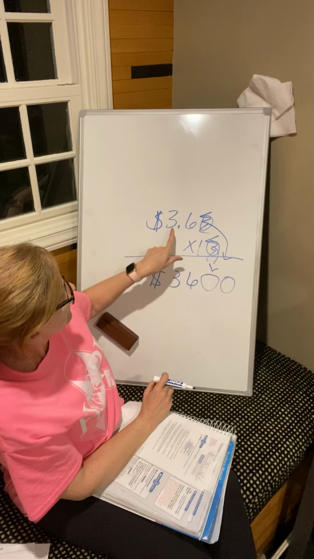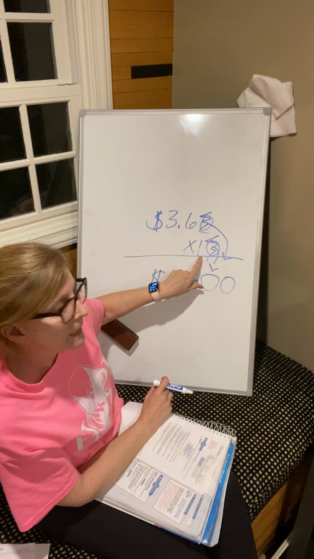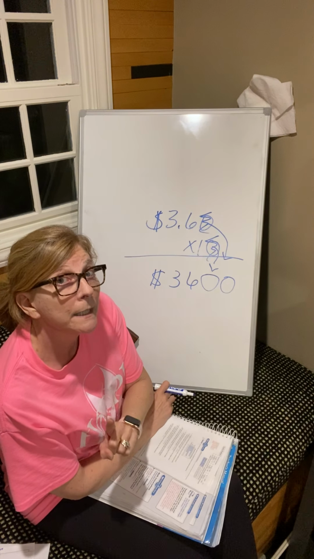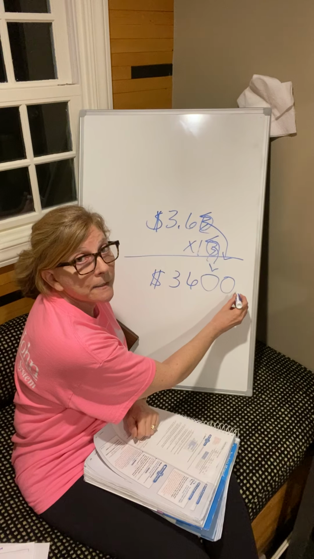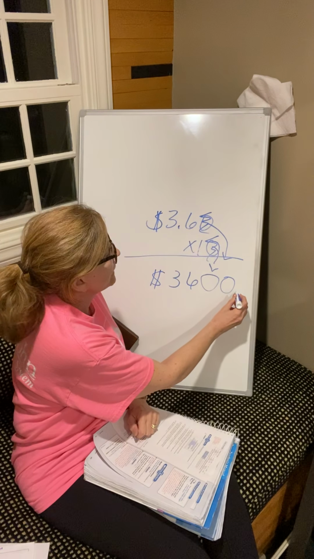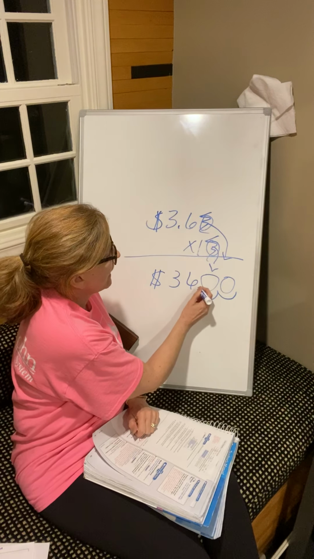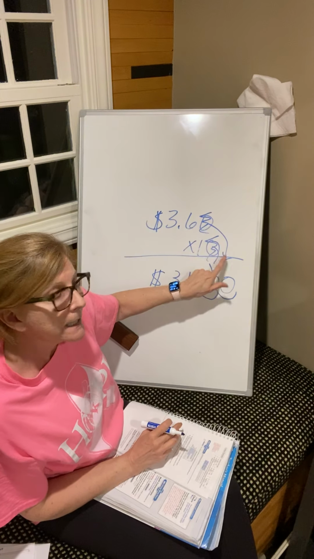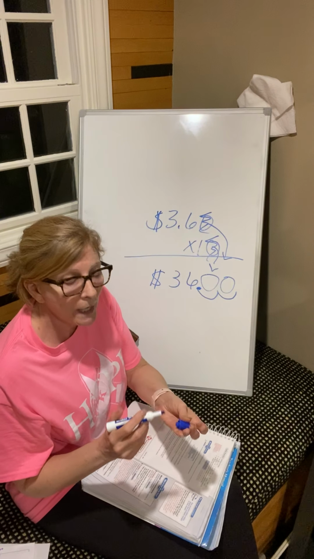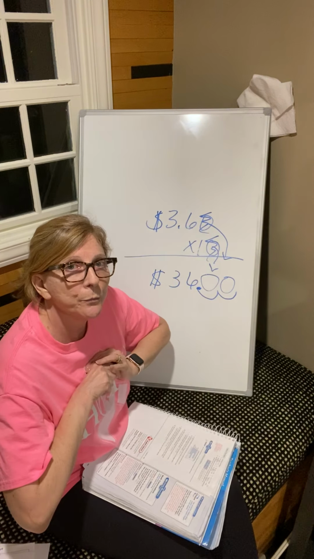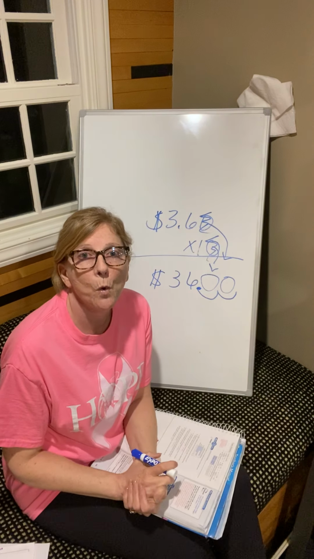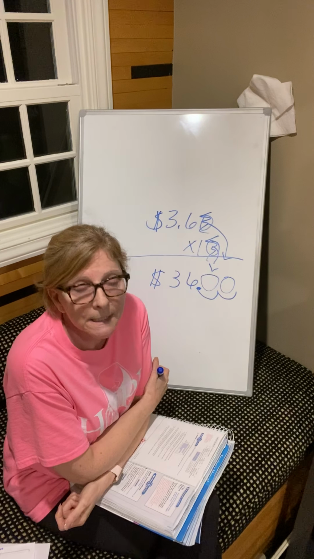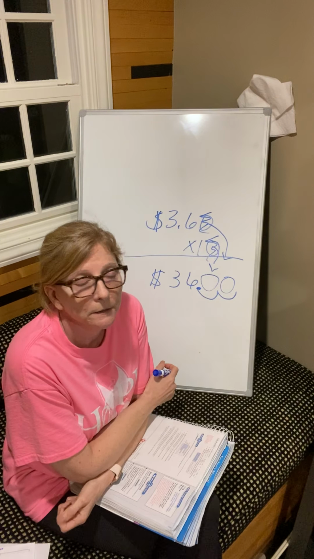Now, $3.60 times 10, and I've got 3600. Remember, we're doing money. So whatever your answer is, you go to the very end and count over 2 spaces, and that's where your decimal is. So $3.60 times 10 is $36. Okay, so let's practice that. What would $3.60 times 100 equal? $3.60 times 100.